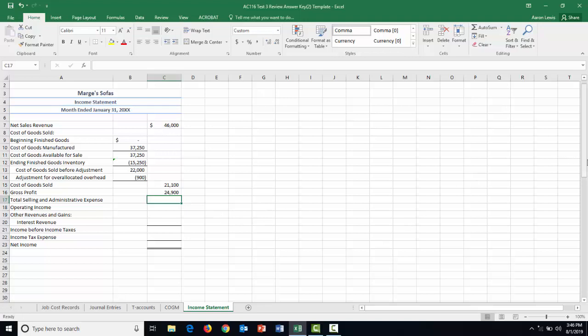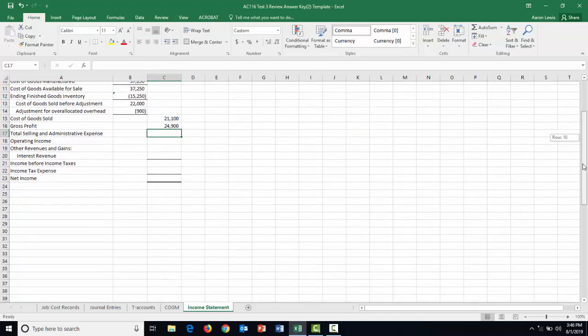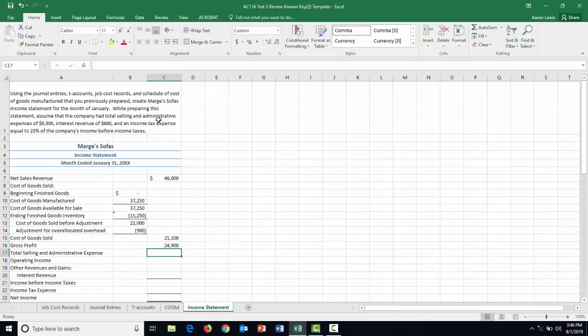Next up, we have our selling and administrative expenses. Well, we need to figure out that information, which is conveniently given to us at the top. And it says right here, whilst preparing the statement, assume that the company had total selling and administrative expenses of $9,500. So let's fill that in. To figure out our operating income, we take our gross profit and we subtract from it our total selling and administrative expenses. We had $15,400 in operating income.